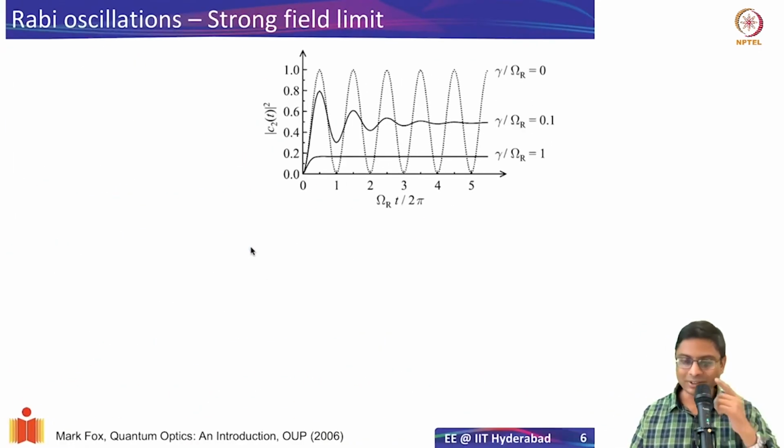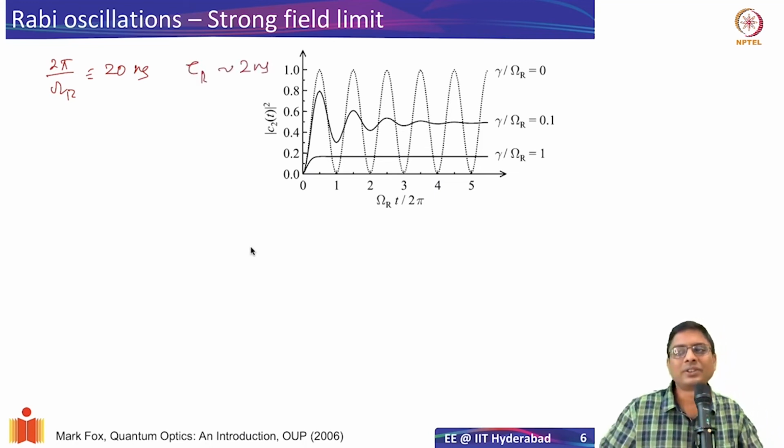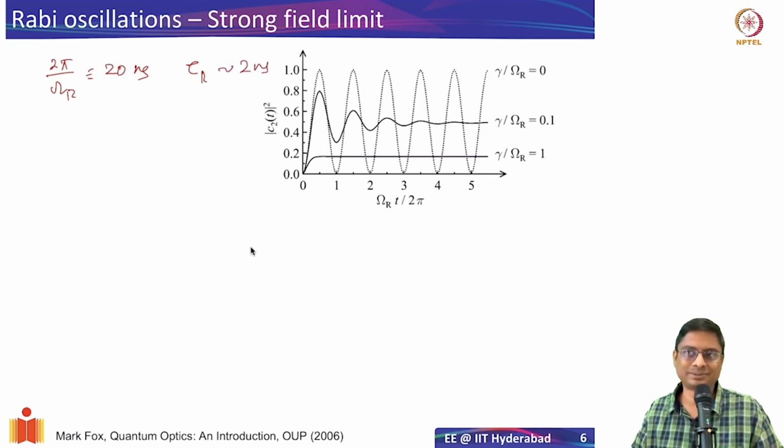So the idea is, let's say you have this Rabi frequency, and the time period, 2 pi by omega r, is my time period of oscillations. And let's say somehow I made this 20 nanoseconds. And my lifetime of the upper state, tau r, is about 2 nanoseconds. Now, will we see Rabi oscillations? We will not, because before you can even observe the Rabi oscillations, the excited state has decayed.